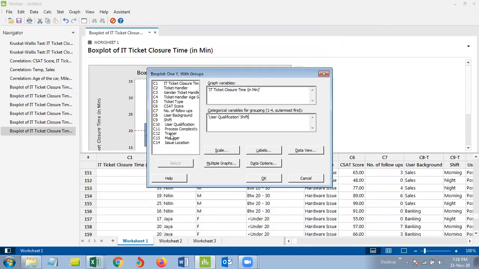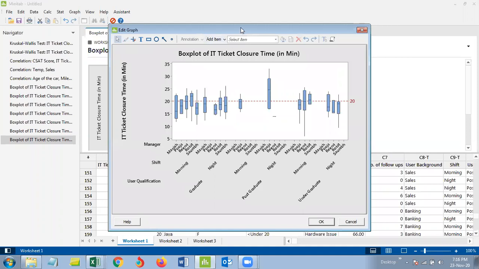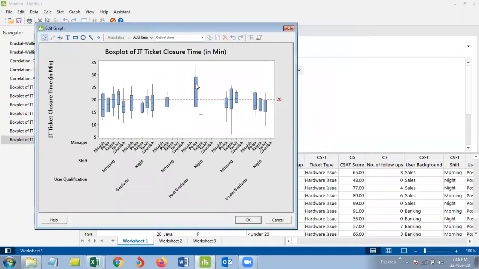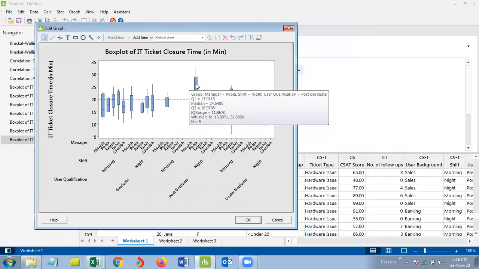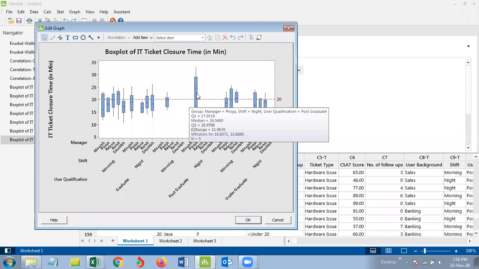Again, you can use manager along with the trainer. By manager also you can compare. Math can have up to 4, but it becomes too clumsy when you add too many. It helps you further get an idea. Who is this Pooja? Pooja is the manager who's managing all those night shift postgraduates. Probably she needs to be reassigned to something else because Pooja does a great job in the morning shift. Manager Pooja, morning shift, graduates, she is doing a phenomenal job. So it's not that she's bad, but probably she's bad at managing the postgraduates, specifically in the night shift.